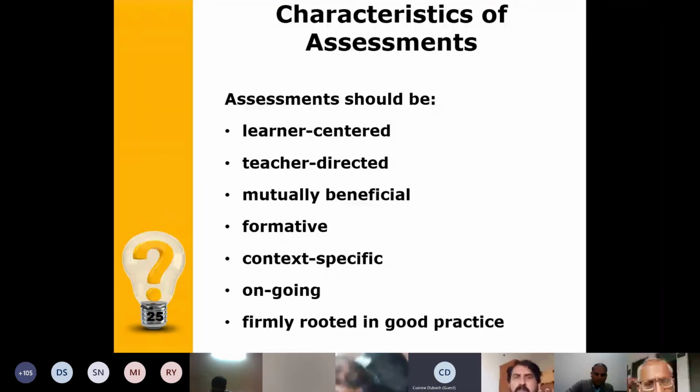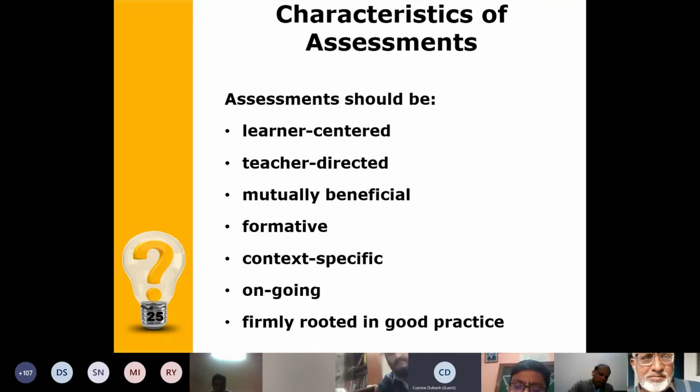Ongoing. Throughout the class. मैंने कहा ना lecture 5 मिनट दे, 2 सवाल करें, फिर 5 मिनट दे, 2 सवाल करें. Ongoing, firmly rooted in good practice. ये जो अभी 10-11 question types बताए थे ना, that's firmly rooted in good practice. उस type के questions क्या आप करते हो? उस type के questions क्या आपकी assessments और evaluations में शामिल हैं या नहीं हैं?